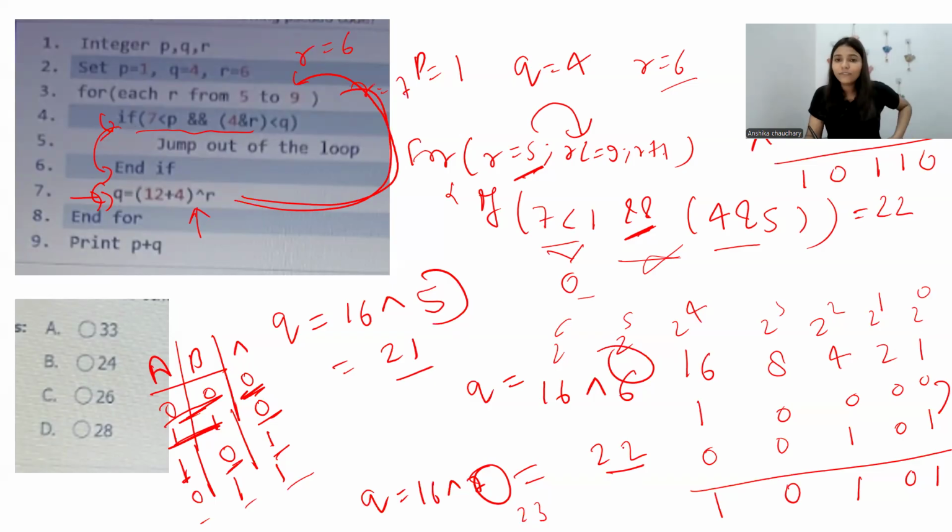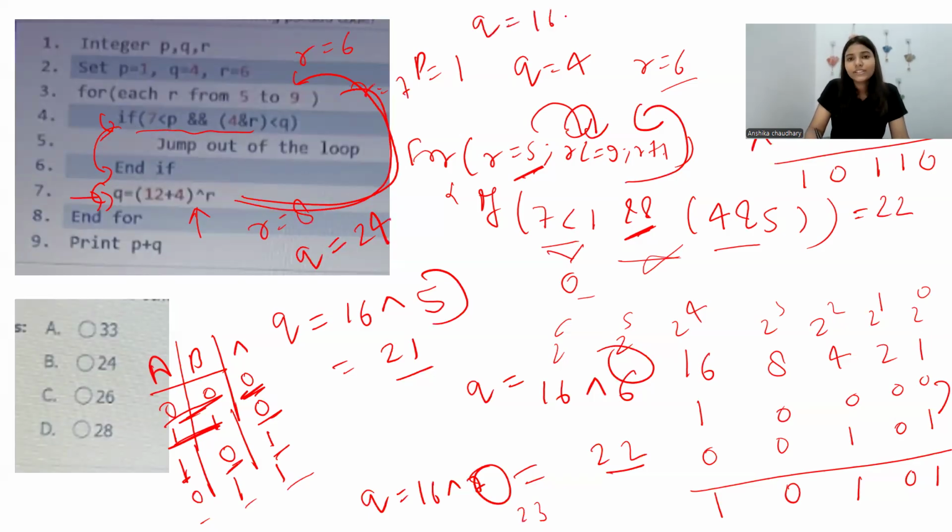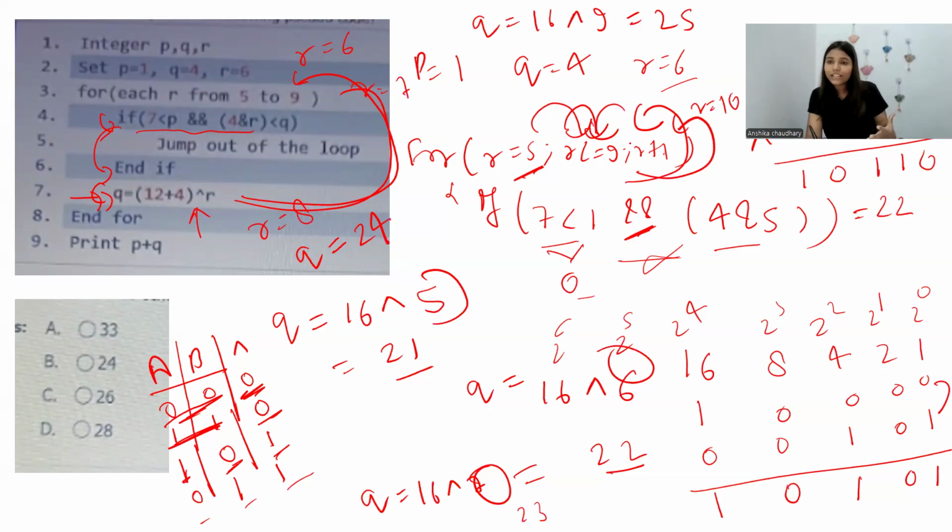Now when the R value becomes 8, again this condition is true. Same thing will happen, right? So the Q value will be updated to 24, right? By taking 16 XOR 8. Same thing will happen and the Q value will become 24. Once again, the R value will become 9. From here, the R value will become 9. Again, the condition is true. So we have to take Q equals 16 XOR 9. So it will become 25, right? And when the R value becomes 10, this time the condition is false because 10 is not less than or equal to 9.